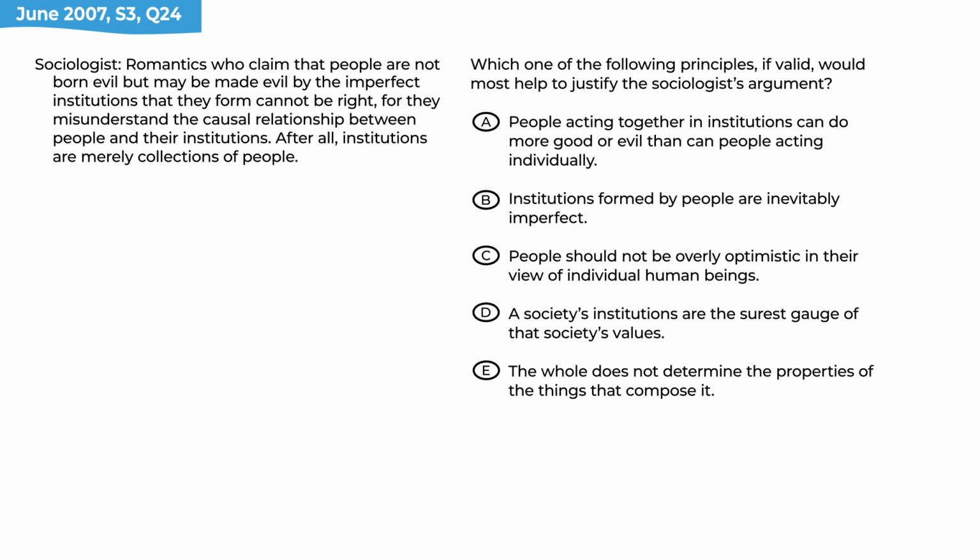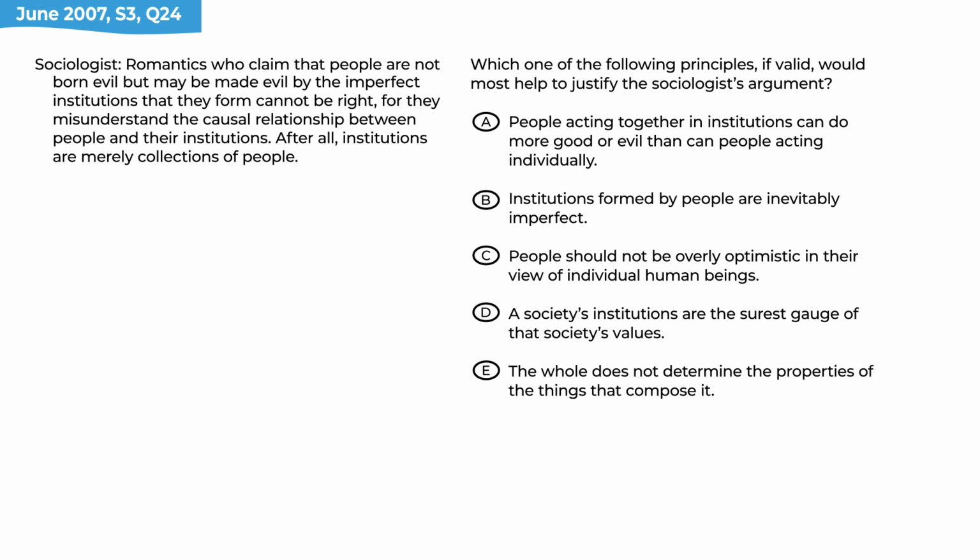It's important that we identify the conclusion, right? And the conclusion is that the romantics who claim that people are not born evil, but may be made evil by the imperfect institutions that they form, the argument is that that claim is wrong, that it cannot be right. For they misunderstand the causal relationship between people and their institutions. That's the evidence. So the last sentence provides a premise. The second half of the first sentence provides an intermediate conclusion. And the first half of the first sentence represents the conclusion.